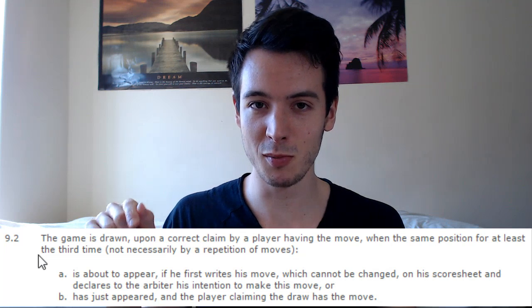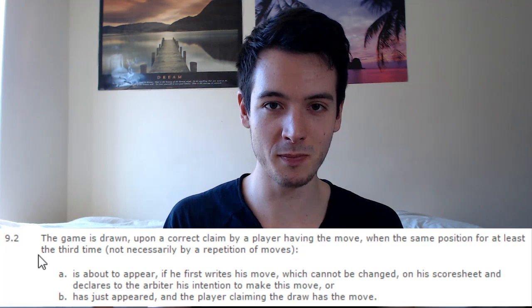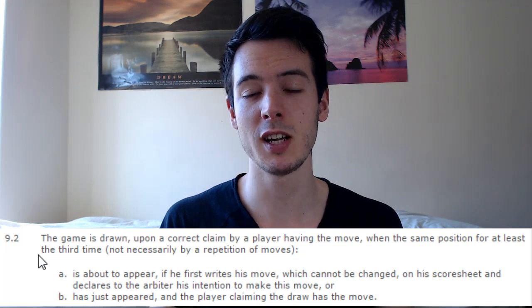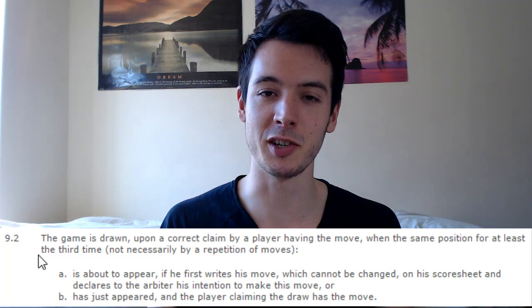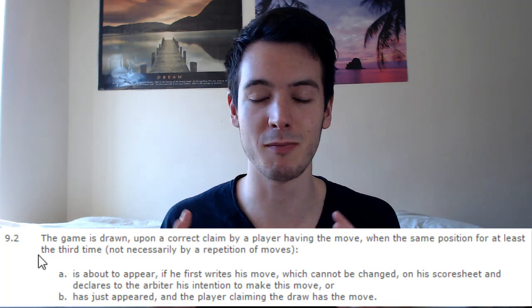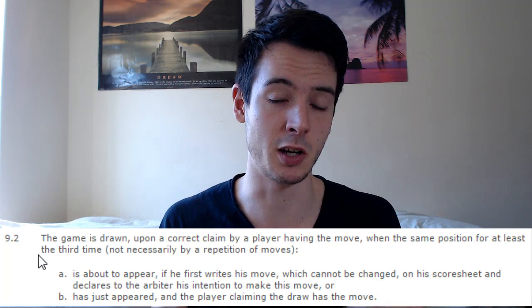So you write down the move on the score sheet and then you inform your opponent that you would like to claim a draw. You stop the clock, you get the arbiter if it is necessary. Most of the times your opponent will just agree.